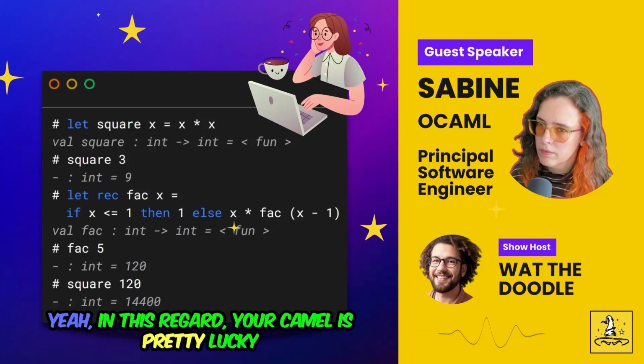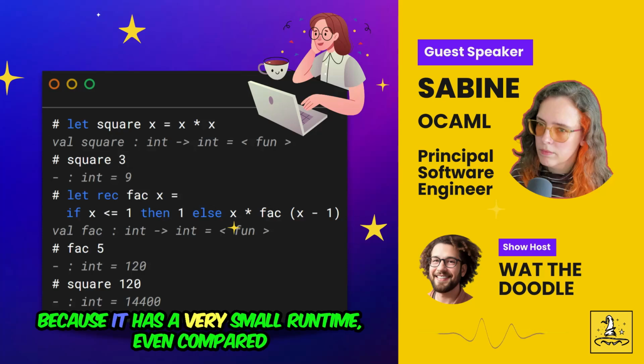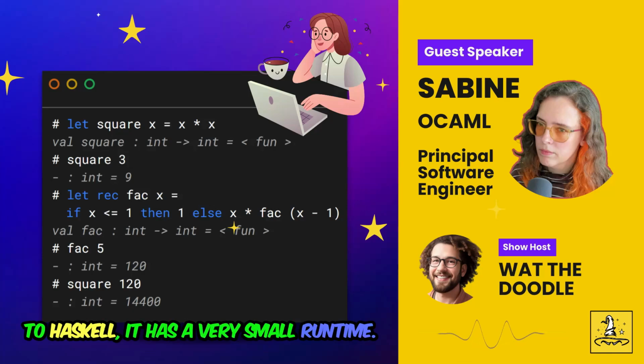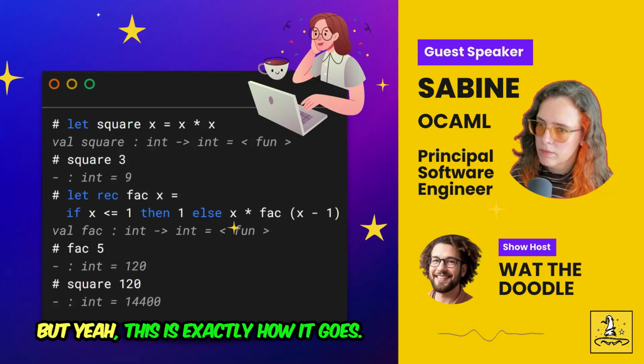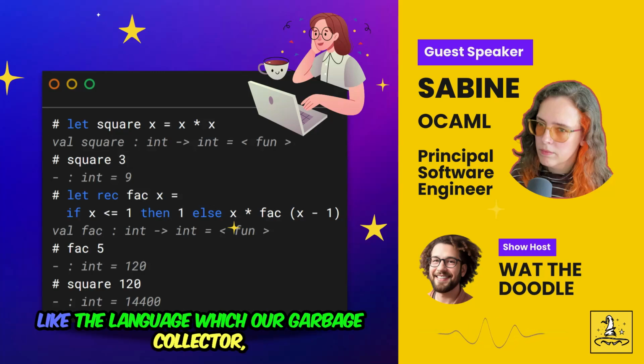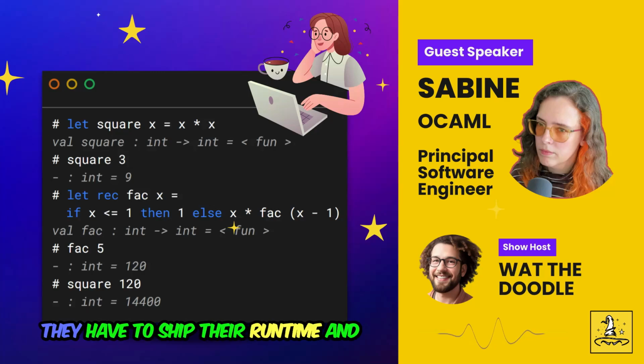So yeah, in this regard, OCaml is pretty lucky because it has a very small runtime. Even compared to Haskell, it has a very small runtime. But yeah, this is exactly how it goes. Languages which are garbage collected have to ship their runtime, and there will always be some overhead.